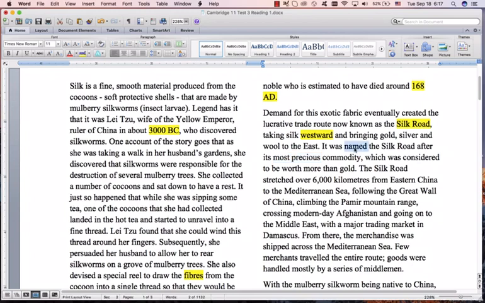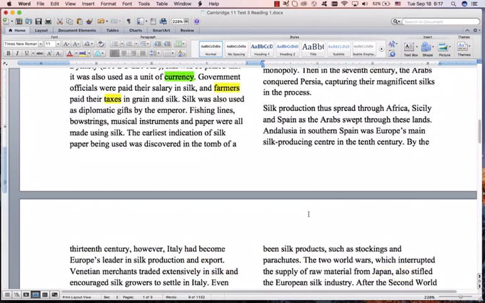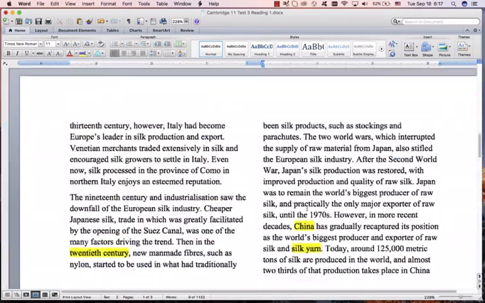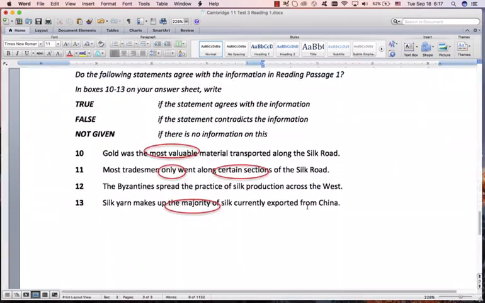So it was called the Silk Road after its most precious commodity. That means silk was the most precious commodity, if you name something after something. And anyway, they help you here. The silk was considered to be worth more than gold. So silk was the most precious commodity, the most valuable commodity, not gold. Commodity is material, so that must be false. Silk was the most valuable material.